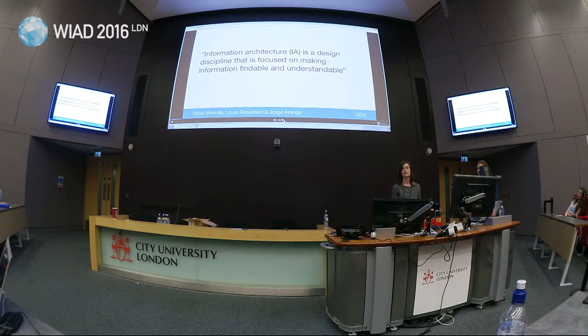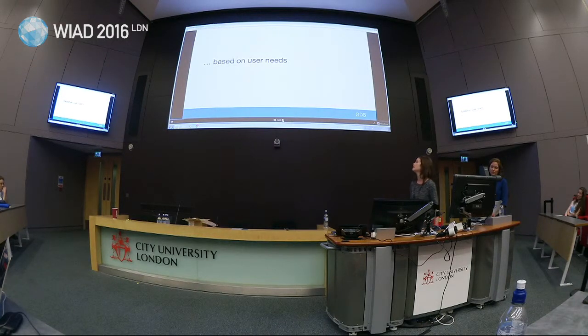So I'm hoping everybody's got their IA book, their polar bear book. I don't have the page number, but here is the definition from that book. It says information architecture is a design discipline that's focused on making information findable and understandable. And of course, you can't do that unless you understand the needs of your users. So if we didn't care about users or user research, then there wouldn't be anything to say to you today. We'd have finished the project already, and I'd be skipping along and you'd all be going for a cup of tea.